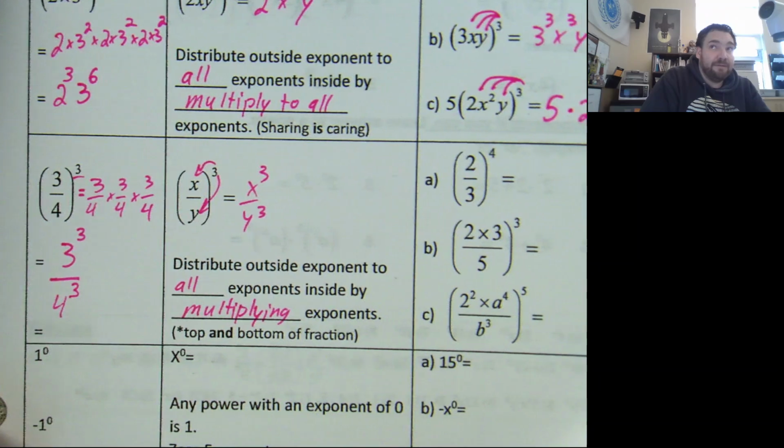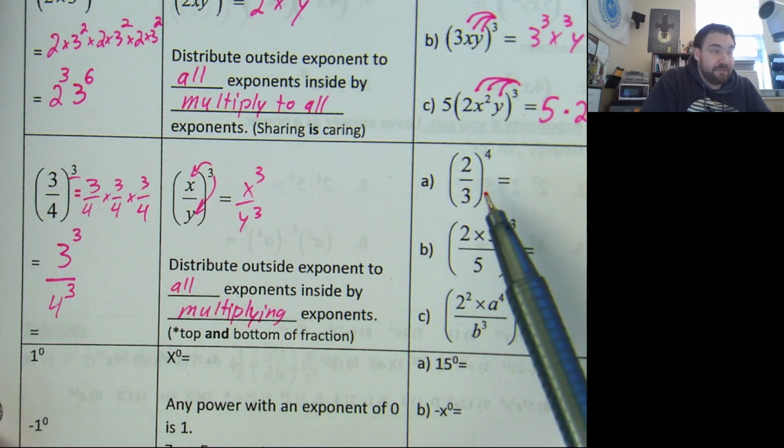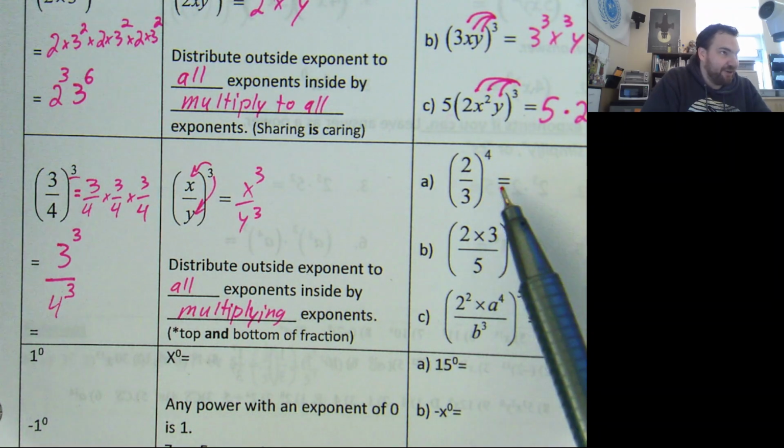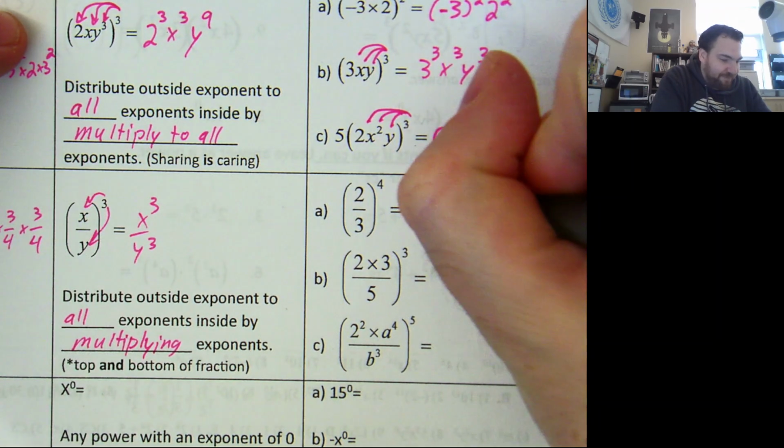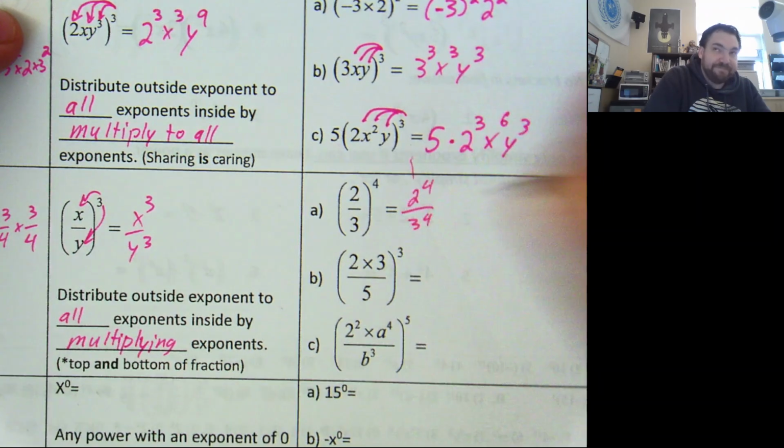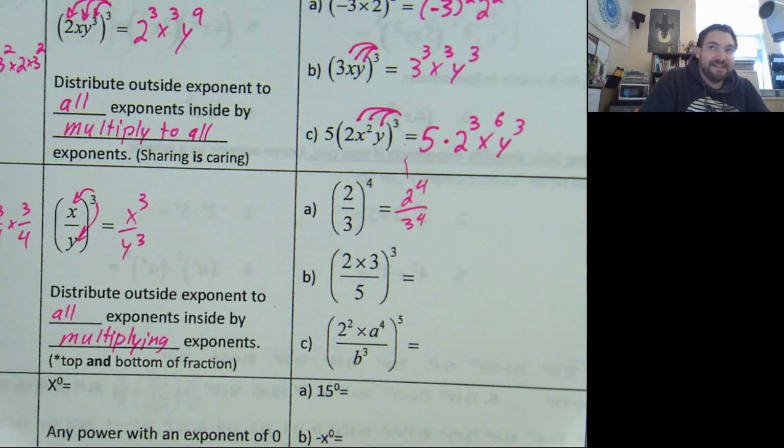So then, what's this one going to be? Don't tell me it's going to be 8 over 81 or 16 over 81, even though that's true. Yes, Dakota. Yep, that's all I want. 2 to the 4 over 3 to the 4. Nice and easy.